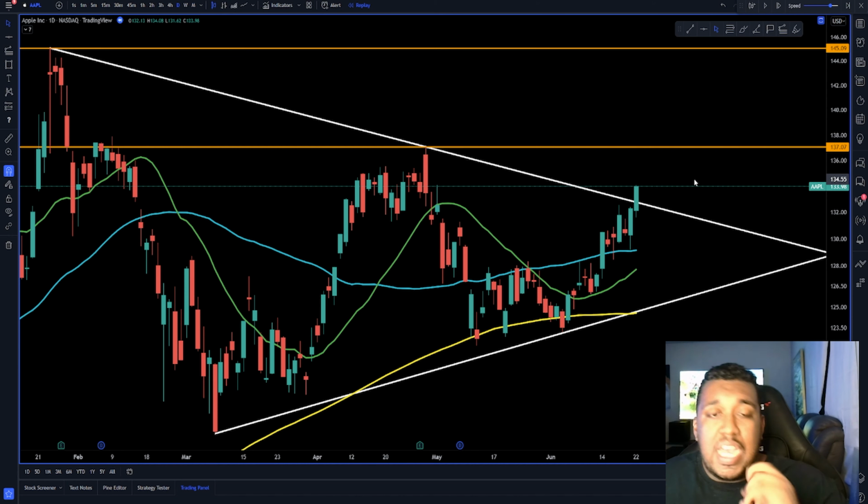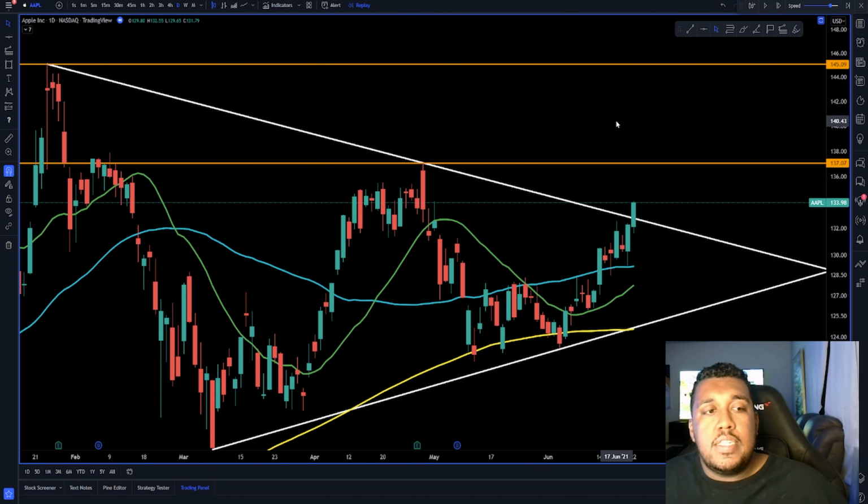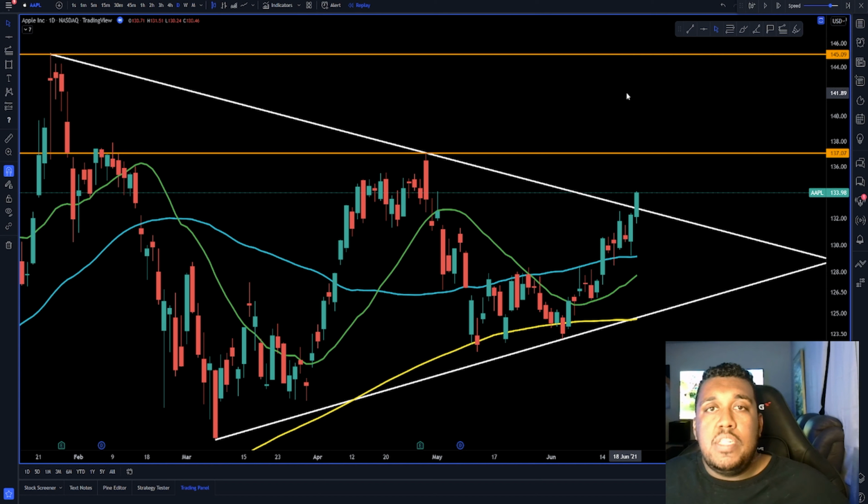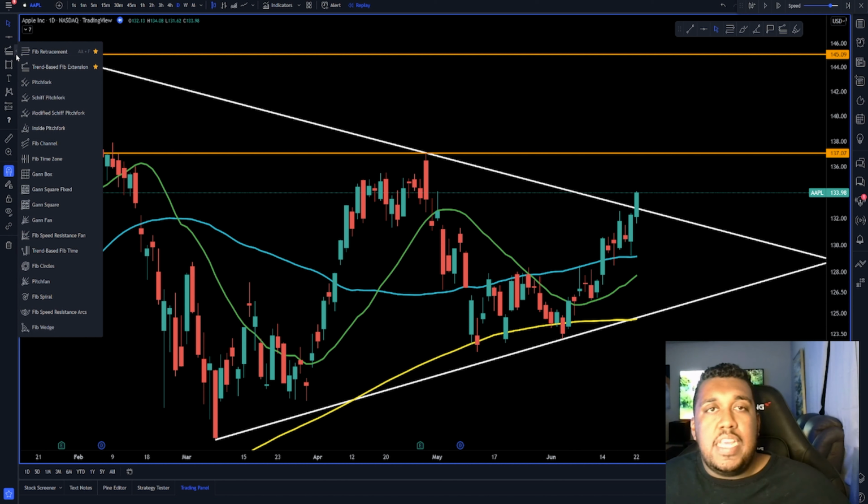So we have a breakout. We have levels of resistance here, and now we want to add our Fibonacci-based extension. Okay, so if you go over here, it's the third one from the top. If you click on this little sideways band, it'll say Gann, Fan, and Fibonacci levels. You're going to click trend-based fib extension.